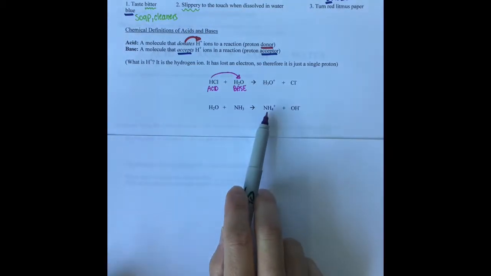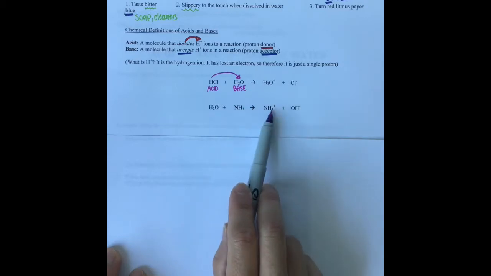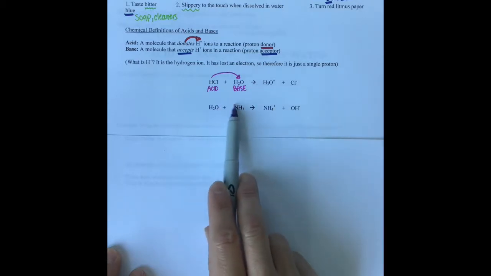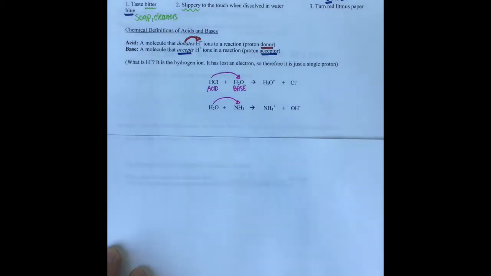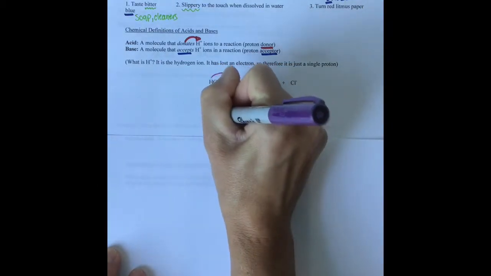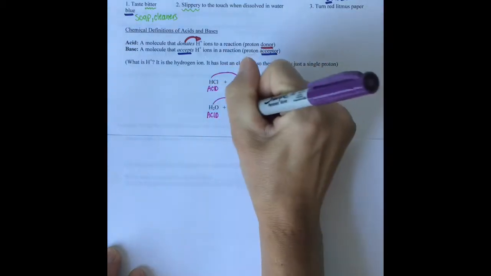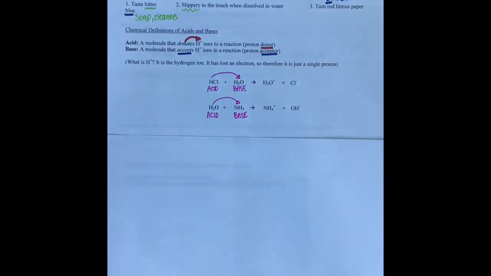Again, you can probably look at the products for a little bit of help. You had NH3, and after the reaction's finished, you have NH4. So you know that NH3 received something extra. So in this case, the donor is the acid and the acceptor is the base.